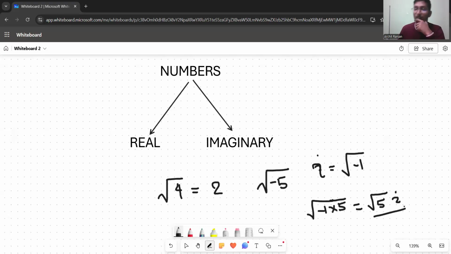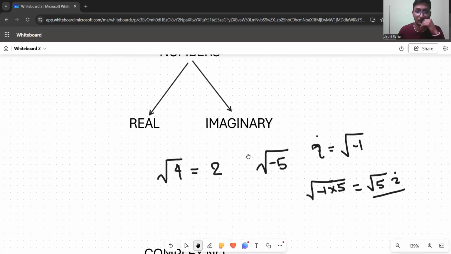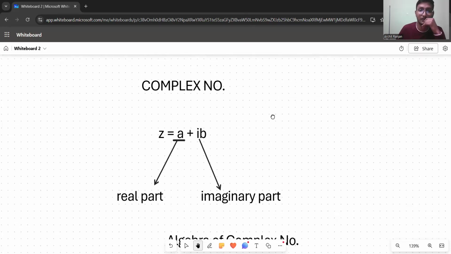So this is an imaginary number. Any number that has an iota with it is called an imaginary number. Right. So it is quite clear, right? What is an imaginary number? Anything that has an iota multiplied with it is called an imaginary number. Right. I don't think there's much need of going much deeper into it. That is it. Okay.